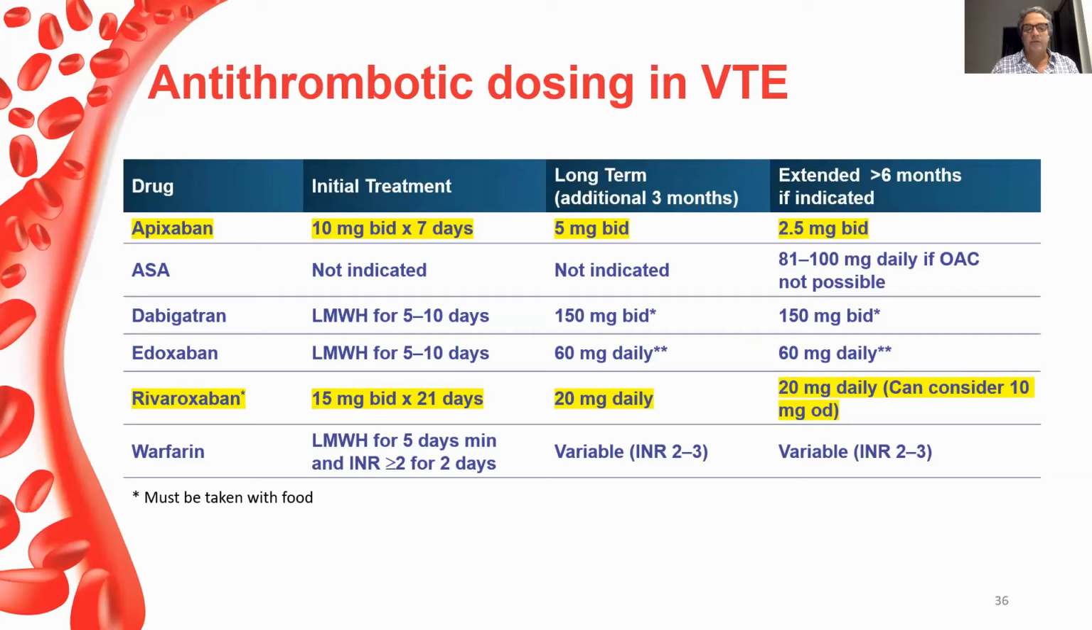This is the dosing, as you guys have seen before. Apixaban, 10 milligrams BID for 7 days, followed by 5 BID. Extended treatment can go down to 2.5 due to AMPLIFY-EXTEND. With rivaroxaban, it should be 15 milligrams BID for 21 days, and then you go to 20 milligrams daily. And long-term, you either use 20 milligrams, but you can consider 10 milligrams due to EINSTEIN CHOICE.